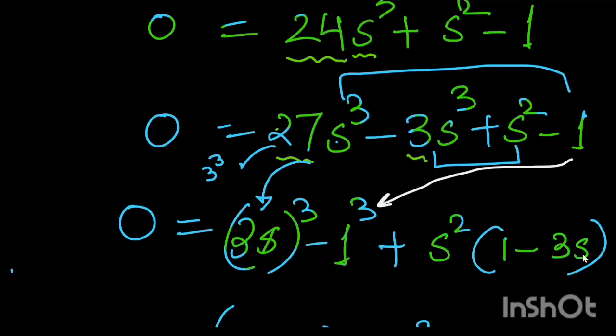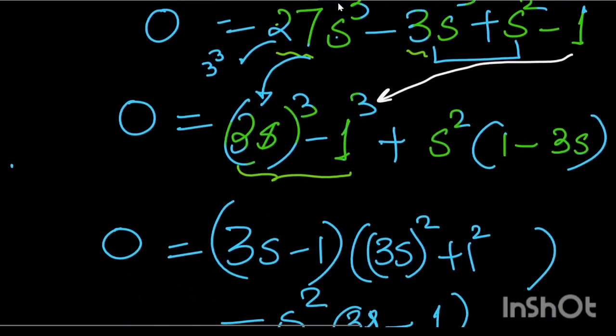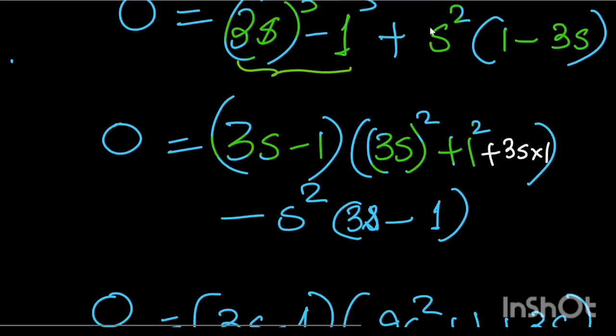So a cube minus b cube, guys, do you remember the formula? a minus b, which is 3s minus 1, times a square plus b square. What is the next term, guys? Yes, plus ab, which is 3 sine into 1. Here also we will take minus common, so this plus sine square becomes minus sine square as it is. So 1 minus 3s becomes 3s minus 1 in the next step.